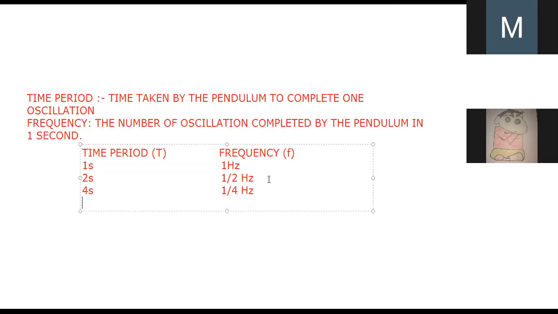हमको सिर्फ ये सोचना है 1 सेकंड में कितना करेगा वो. अगर 4 सेकंड लग रहे तो 1 सेकंड में कितना करेगा? तो 1 सेकंड में करेगा वो 1/4, क्योंकि 1 सेकंड में 1/4, दूसरे 1 सेकंड में 1/4 मतलब हाफ, फिर तीसरे 1 सेकंड में 1/4 मतलब 3/4, और चौथे सेकंड में 1/4 मतलब 4 सेकंड में एक ऑसिलेशन हो जाएगा. गेटिंग इट? Now if the time period is 5 seconds, how much will be the frequency?